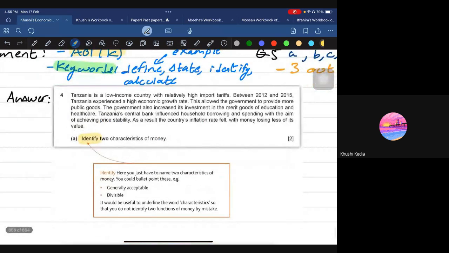If we look at the answer for this, he says that generally acceptable and it is divisible, right? So here you just have to name two characteristics. Here they say that you could bullet point these. It would be useful to underline the word characteristics because students might mistake it with the functions of money. You understand that? Okay.